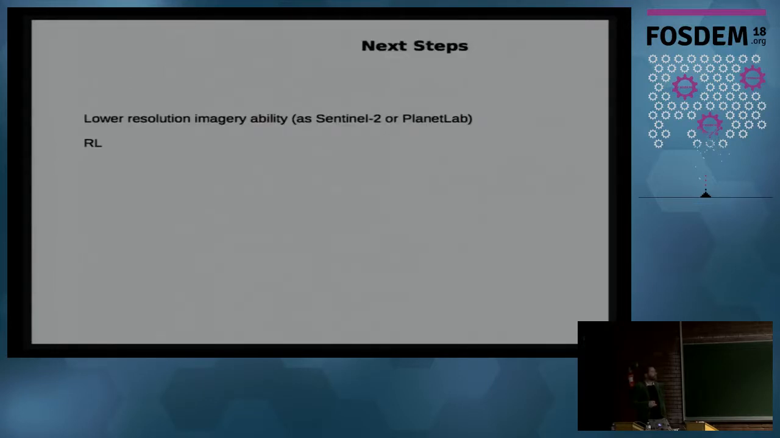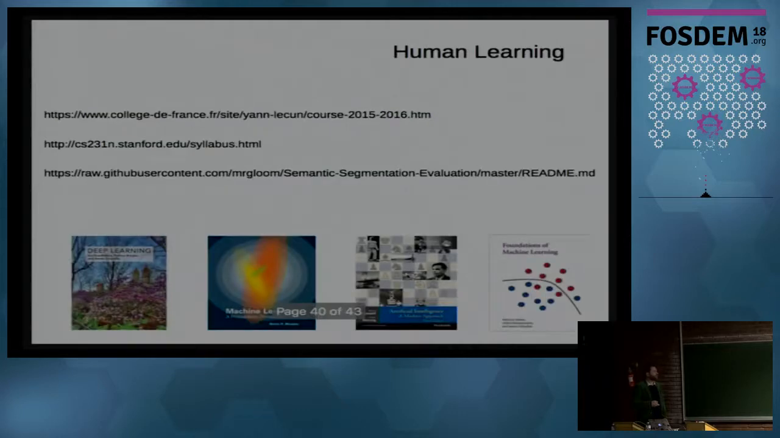What are the next steps? The next step will be to deal with low resolution imagery. There is, for instance, the Planet or Sentinel-2 data sets, which are able to provide wide world coverage, something like each day or each week. So it's a way to map every change on the ground worldwide. And the other is to have feedback, reinforcement learning, with users.